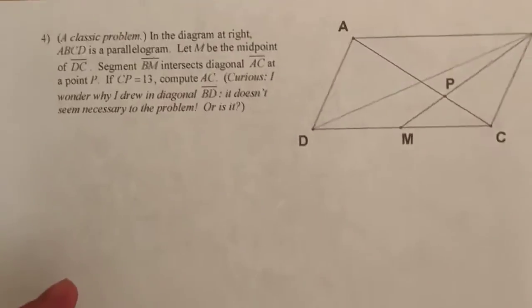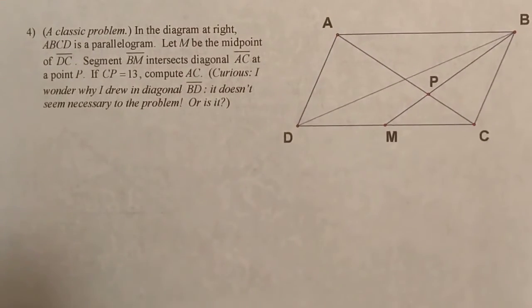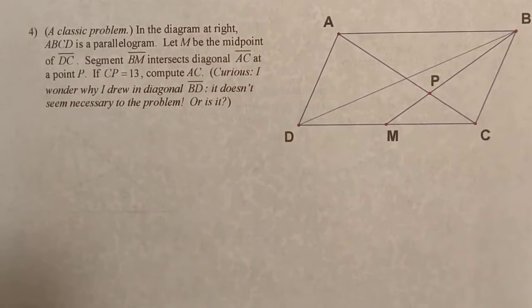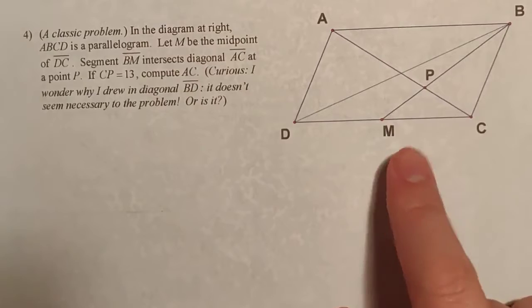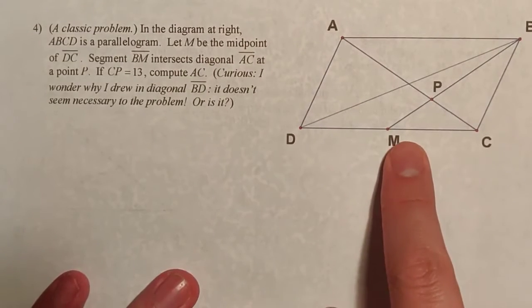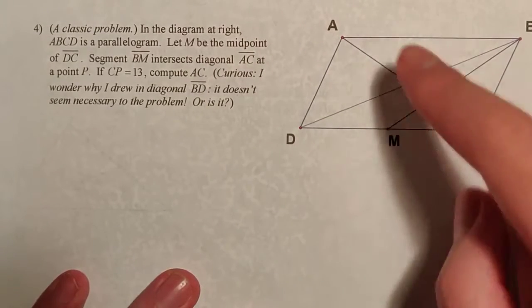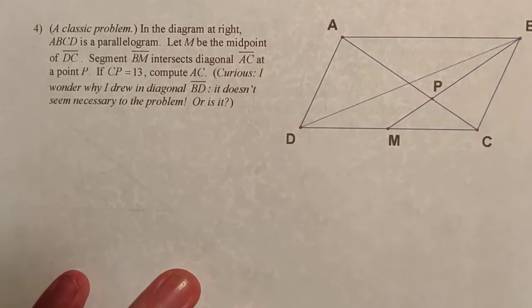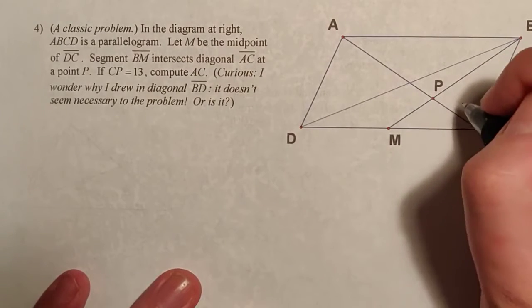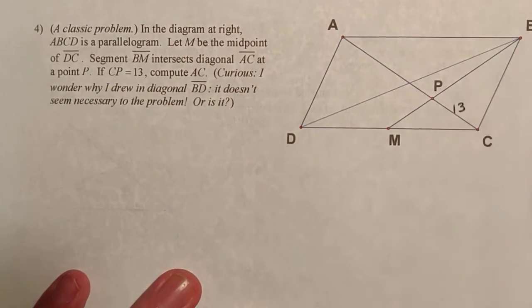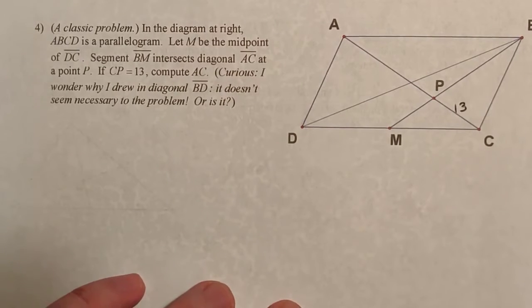All right, now let's look at this classic problem. Number 4 is a relatively well-known problem here. So we're told a couple of things about this. We have a parallelogram ABCD. M is the midpoint here of DC, and BM intersects diagonal AC at a point P. We're told that CP is 13. We want to determine the length of the entire thing AC.